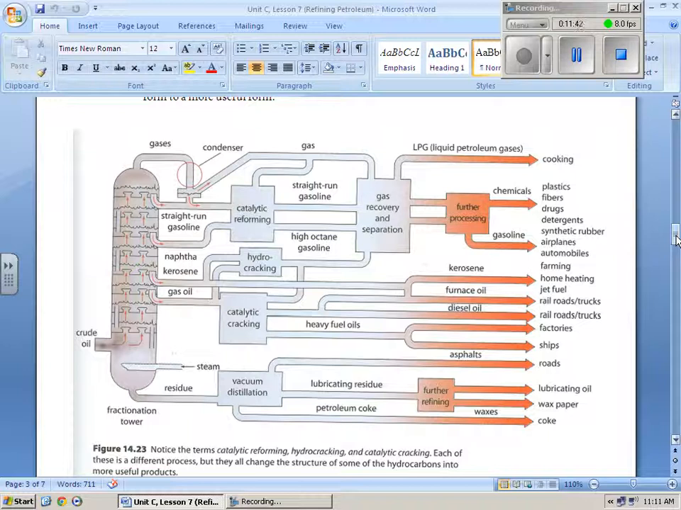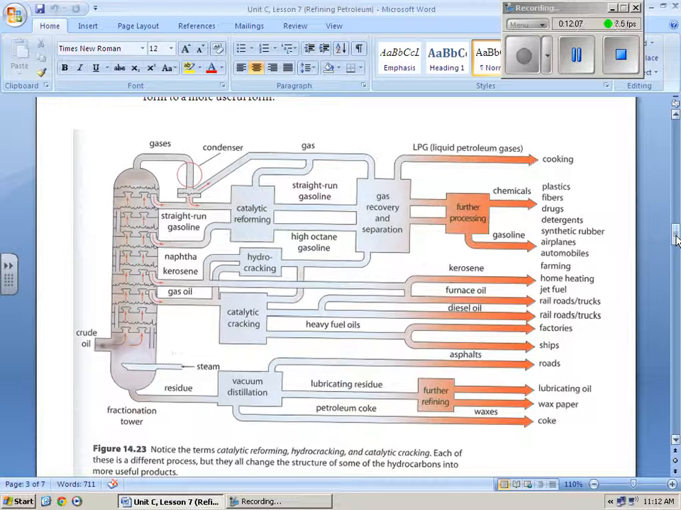If you add in hydrogens, you can make it an alkane, okay? And if you add hydrogens to an alkene or an alkyne, you can make it into an alkane, or an alkyne into an alkene. That's something called hydrocracking, or we're going to call it addition, okay? There's catalytic cracking and things like that. So there are different forms here that we can do.